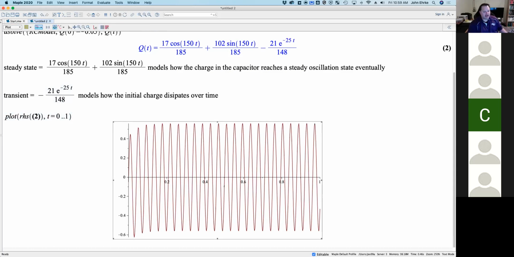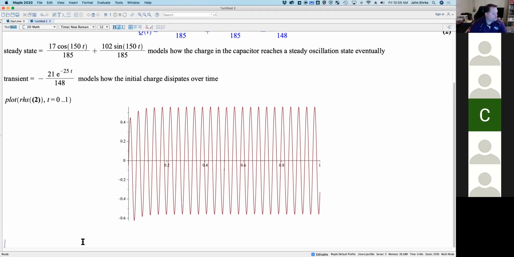If I wanted to ask at this point, what is the charge on the capacitor for this problem? Excuse me, what is the charge oscillating between? In other words, what is the amplitude of the charge in steady state? How would we answer that? What I'm after here is to find the amplitude of the charge in its steady state.